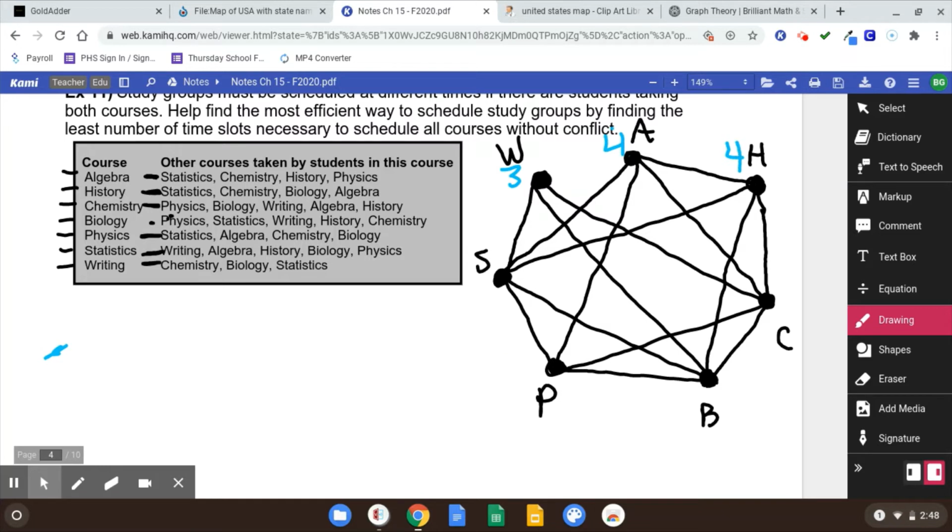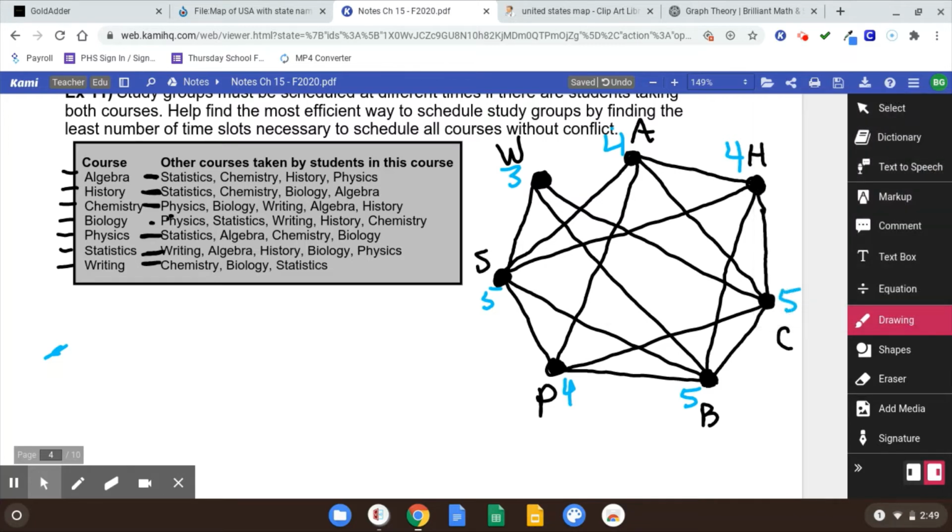Degree 4, 1, 2, 3, 4, 5, 5, 4, 5. So we've got several different vertices with a degree 5. So really you just kind of pick one. Pick one. You're picking something with a lot of connections.